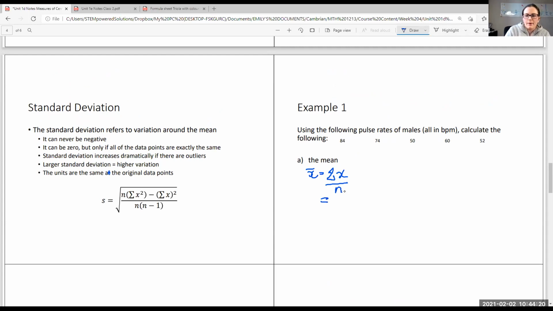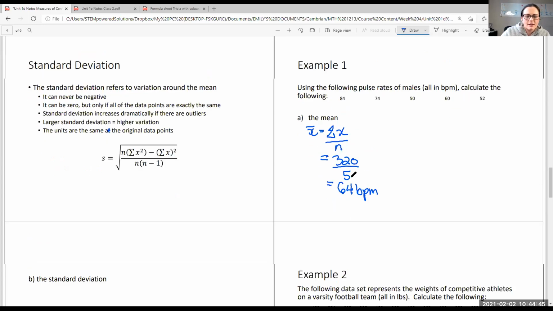So let's sum up all the x's. That's 84 plus 74 plus 50 plus 60 plus 52 equals 320, divided by 5. So 320 divided by 5 equals 64 beats per minute. Remember to include your units.